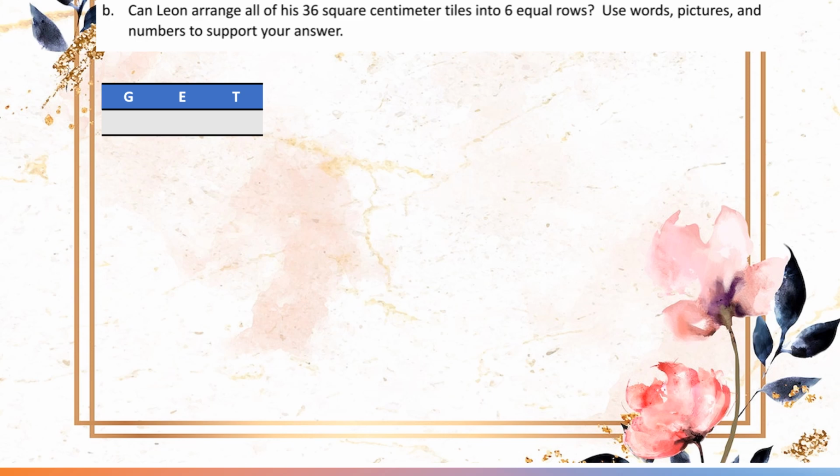All right, can Leon arrange all of his 36 square centimeter tiles? All of his tiles. So that means the total of all of his tiles is 36. So my total is 36. And he's going to arrange those total of 36 tiles into 6 equal rows. Well, I know that rows are the same as groups. So if I have 6 rows, I have 6 groups. I'm going to write a 6 under G.